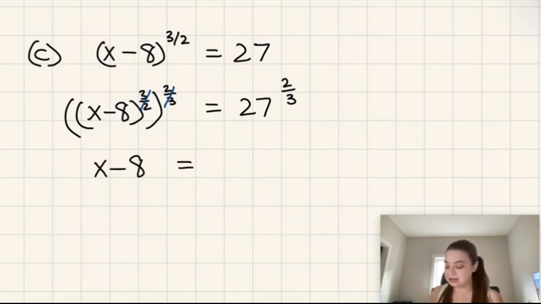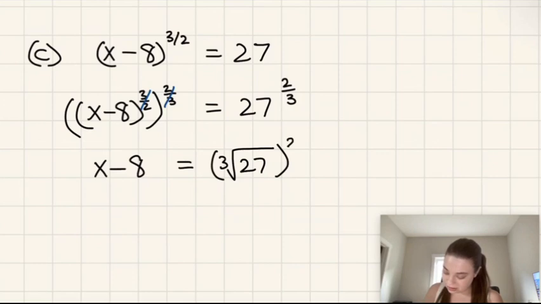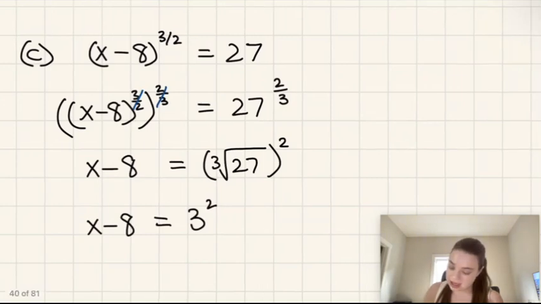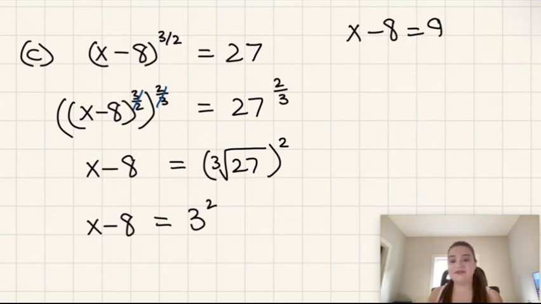And then on our right side, we're going to take the cube root of 27, since that's in our denominator. And then we're going to square that since the 2 is in our numerator. The cube root of 27 is 3. So we have x minus 8 is equal to 3 squared, which means that x minus 8 is equal to 9. And then again, we just have a simple linear equation. We can add 8 to both sides to get that x is equal to 17.